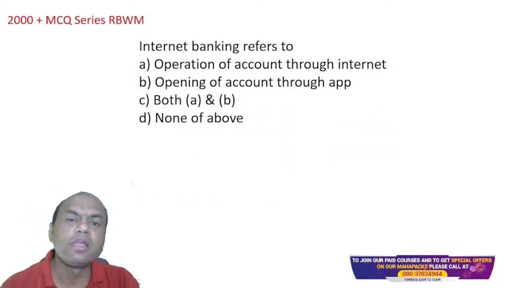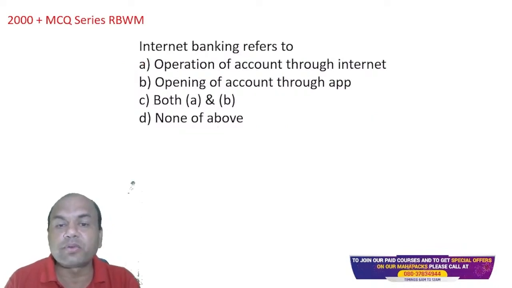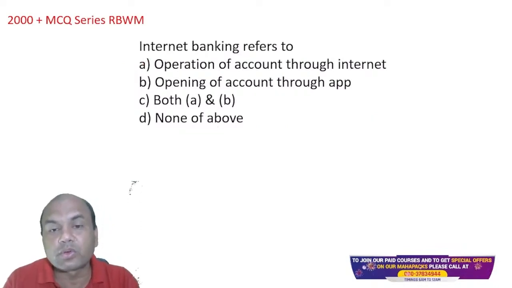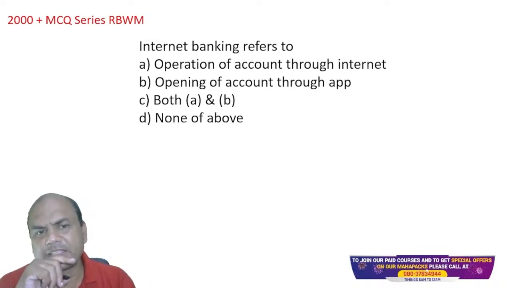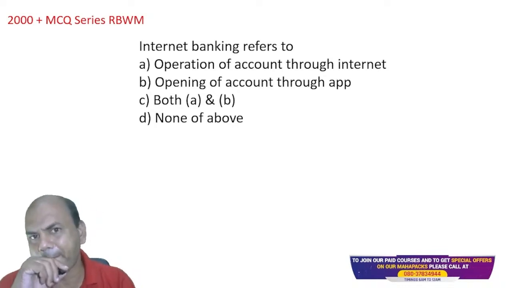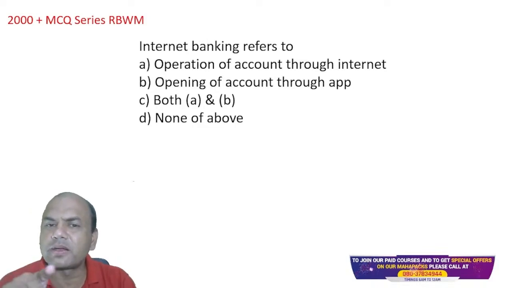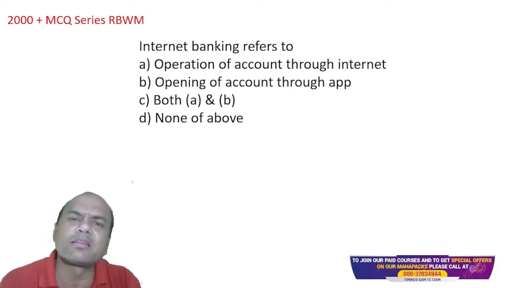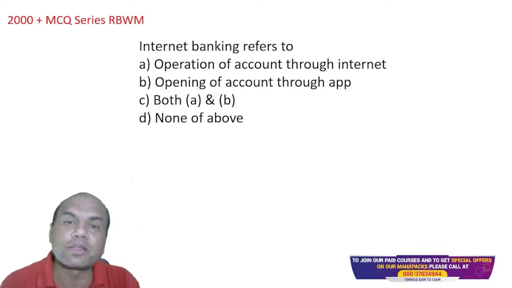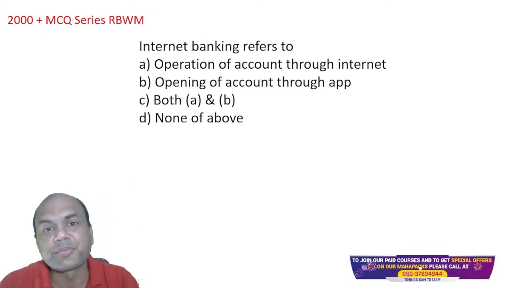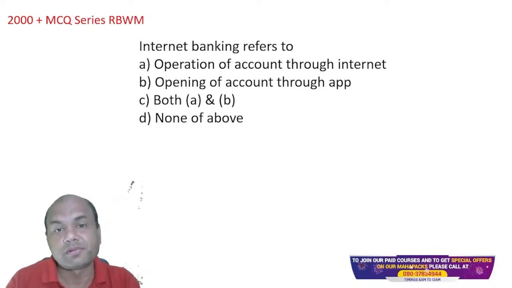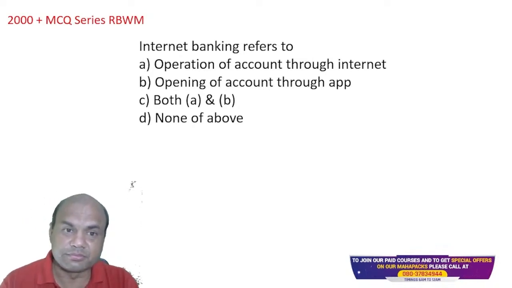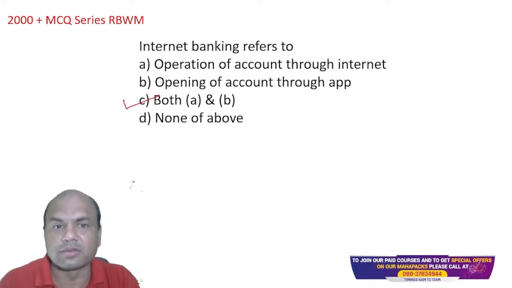Okay. Internet banking refers to operation of account through internet, opening of account through app, or both A and B. Now, what do you think, guys? Is it both A and B or only A? Operation of account through internet means I'm having an account with you and I can deposit the money, withdraw the money, transfer the money, check the balances. So operation means that. But can I open the account through app now? I can, right? The answer is C, both A and B. Remember, internet banking refers to all.